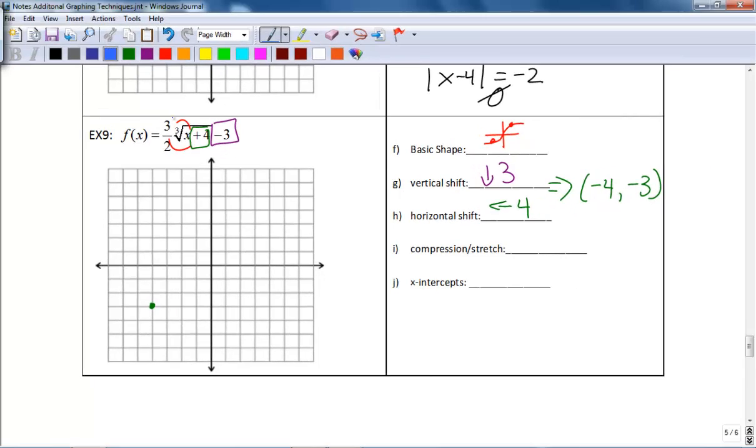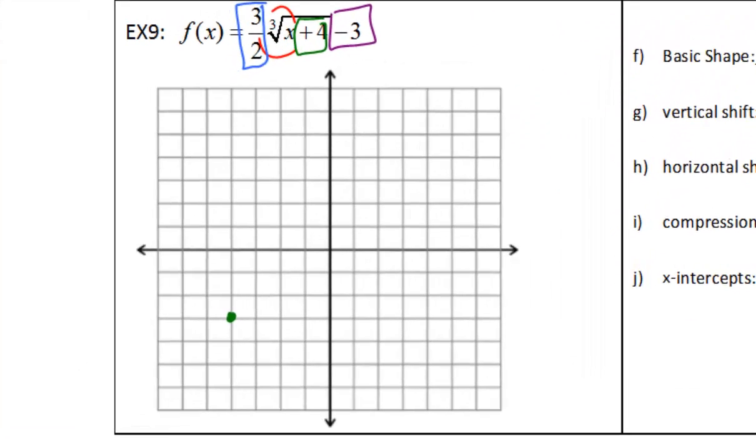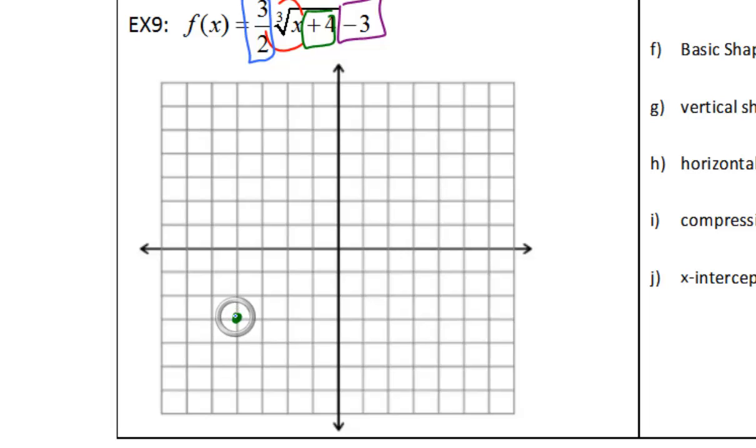Do I have a compression stretch? I do. My compression stretch is 3/2. It is not reflected, so I know that I'm going to go in the same direction as my key points. Remember, these key points go in opposite directions, so one is going to be going up and right, and the other one's going to be going down and left. So let's graph those key points. Again, from this vertex, I need to go up 1.5, because 3/2 is 1.5, and right 1 unit. And then I need to go down 1.5 and left 1 unit.